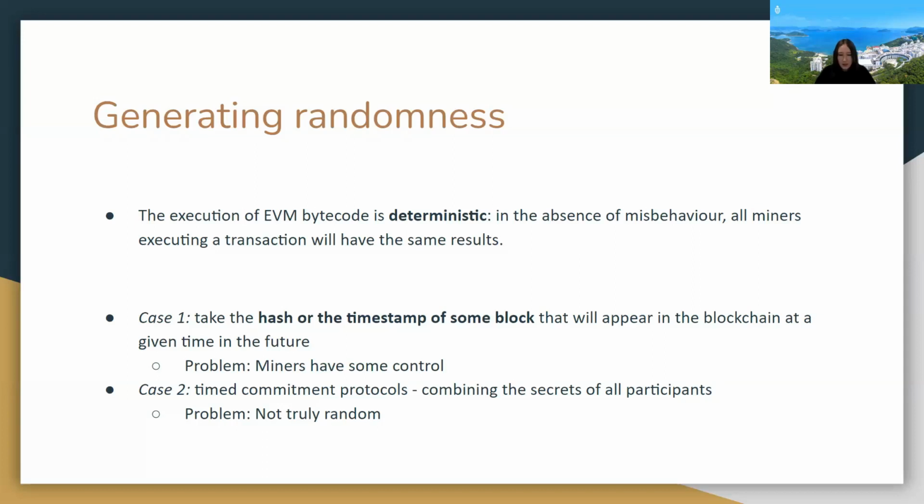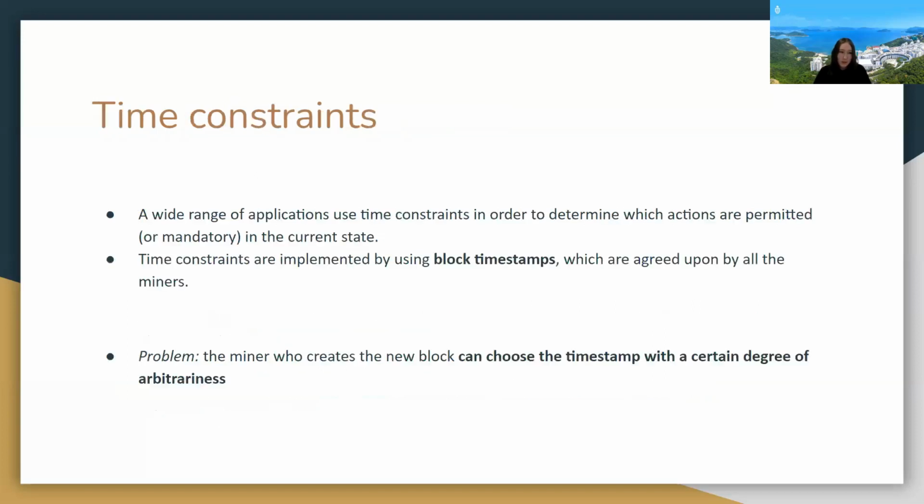And the second case is using time commitment protocols. So the way it works is that you have a set of participants, and each of the participants gives you some value that is chosen uniformly at random. So at the end, you just combine all of those numbers and get a truly random number. But the problem with that is that it's not really truly random, and it requires that at least one of the participants gives you a uniformly random number. So there are problems with this as well.